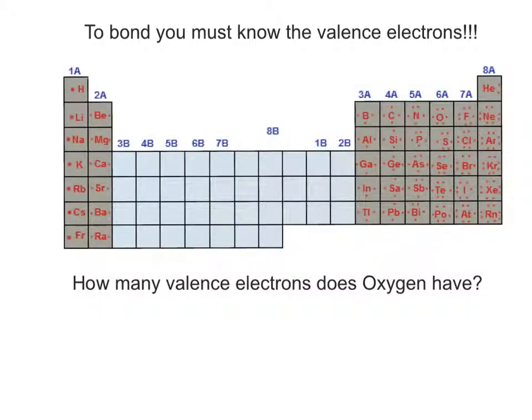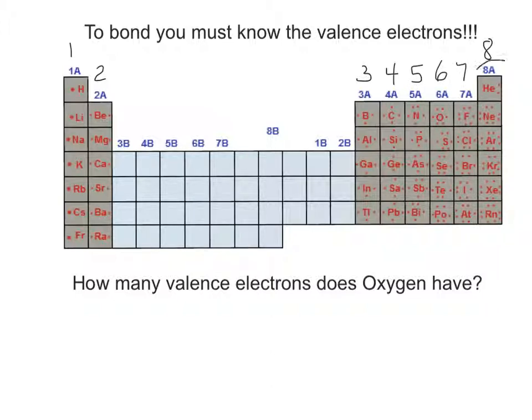To bond, you must know the valence electrons. This is a little different chart of the periodic table, showing you the Lewis or electron dot diagrams for all the elements except the transition metals and the rare earth elements. As you can see, we can label numbers up to 8 above each family. These numbers 1 through 8 represent the number of valence electrons.